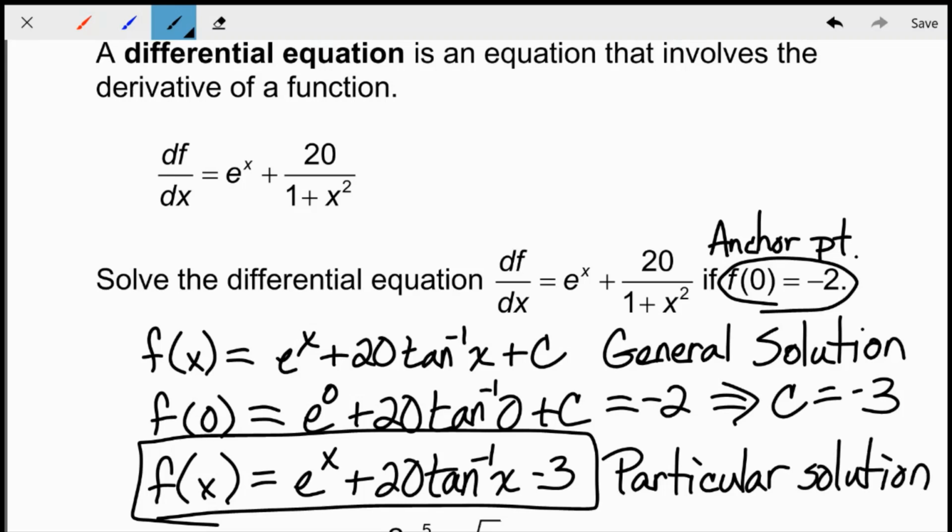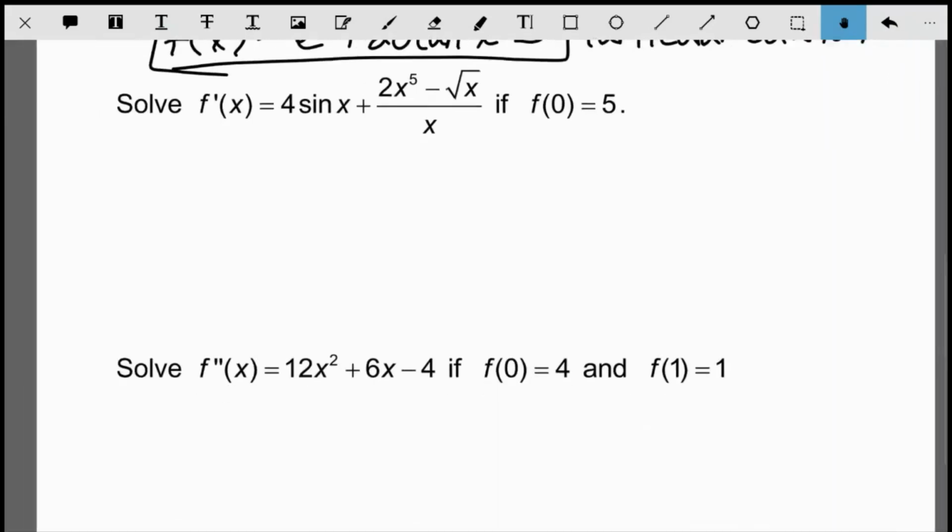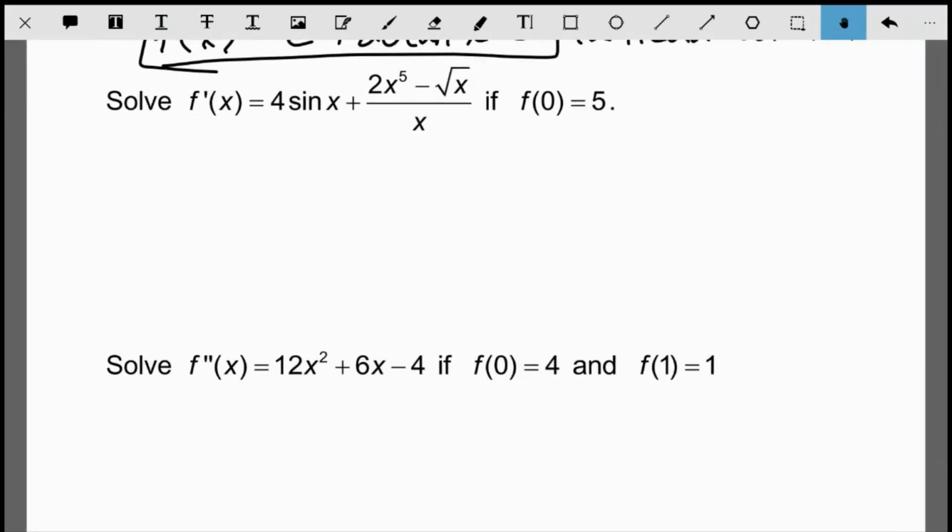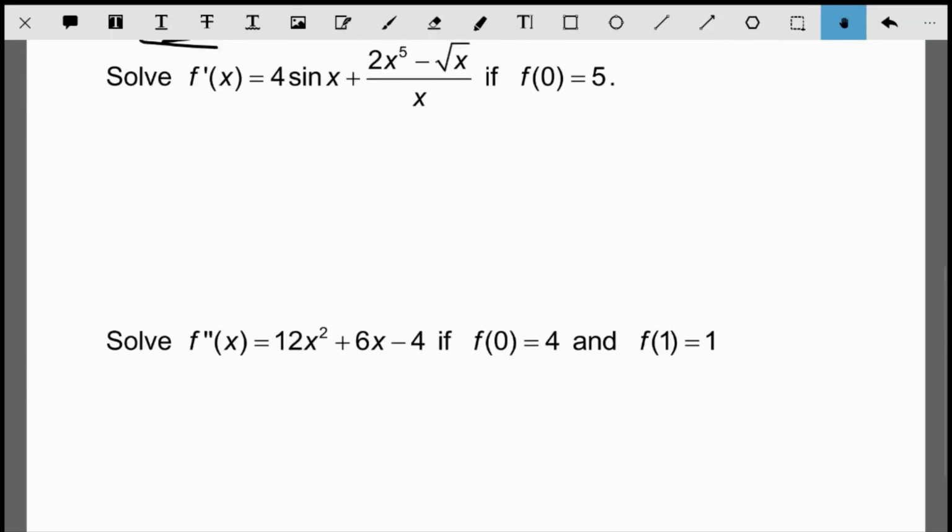So you'll hear me often refer to a general solution. I'm talking about the solution with the plus c, and then the particular solution is the curve that goes through the point that we're given. All right, so there's two more of these problems that I want you to try. So I'm going to have you pause the video, take a couple of minutes and work through these, and then when you unpause it, I will show you the solutions.